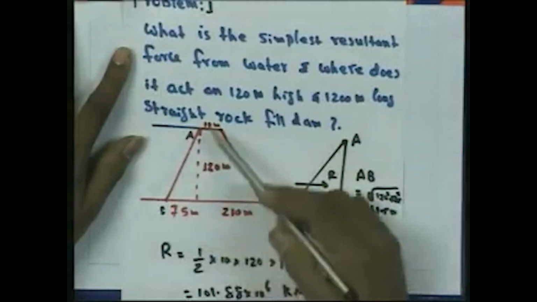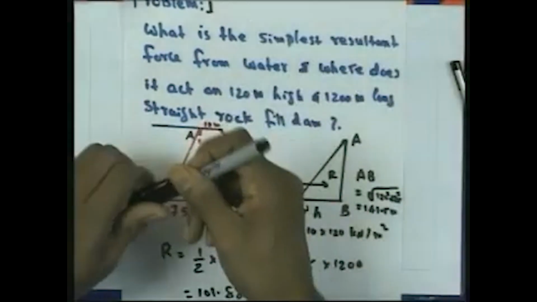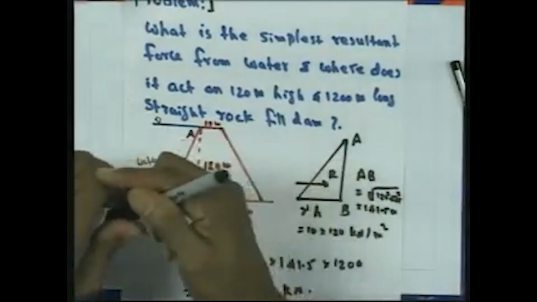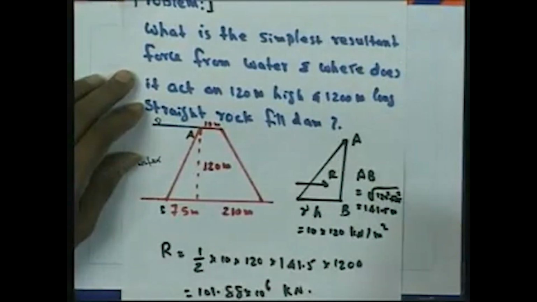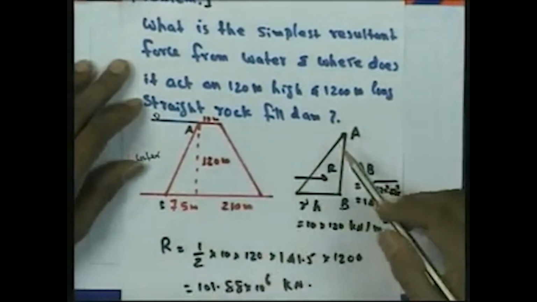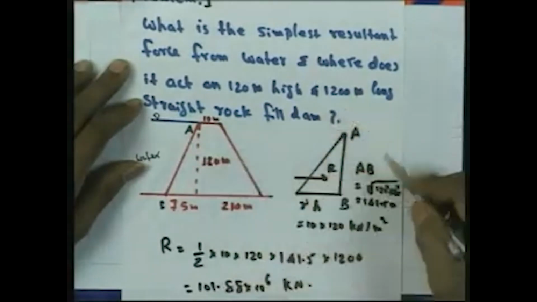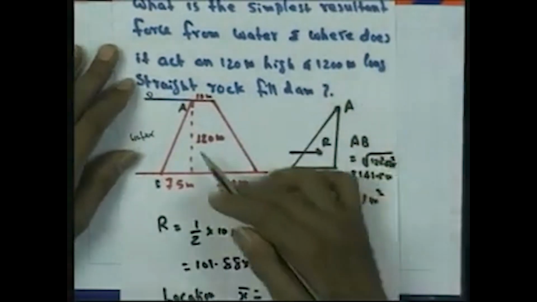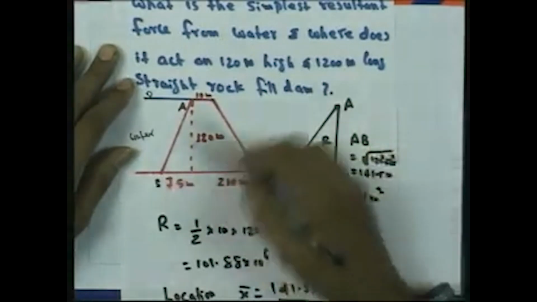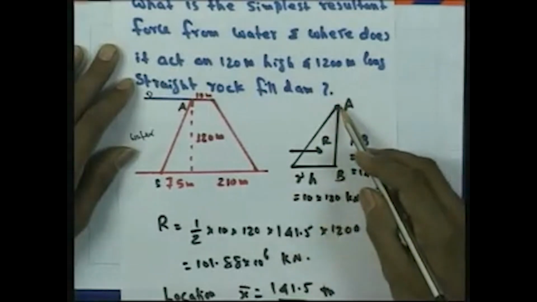Here, this is an inclined plane AB where the water surface is acting. This is water in the reservoir. We want to determine the simplest resultant force and where it is acting. This is an inclined plane, so we can determine the distance AB. AB will be equal to the square root of 120 squared, the height squared, plus 75 squared, the base width. That will give AB, and then we can draw the pressure distribution triangle like this.